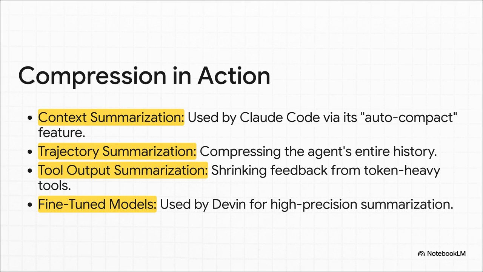Some products, like Claude Code, have an auto-compact feature that does it for you. Other times, engineers will recursively summarize an agent's entire history to give it the big picture without all the noise. Or they might just zero in on one noisy tool, like a search API, and summarize its output before it ever hits the main context. The Devin team even built a whole separate, fine-tuned AI model whose only job is high-precision summarization. That tells you just how critical this step is.